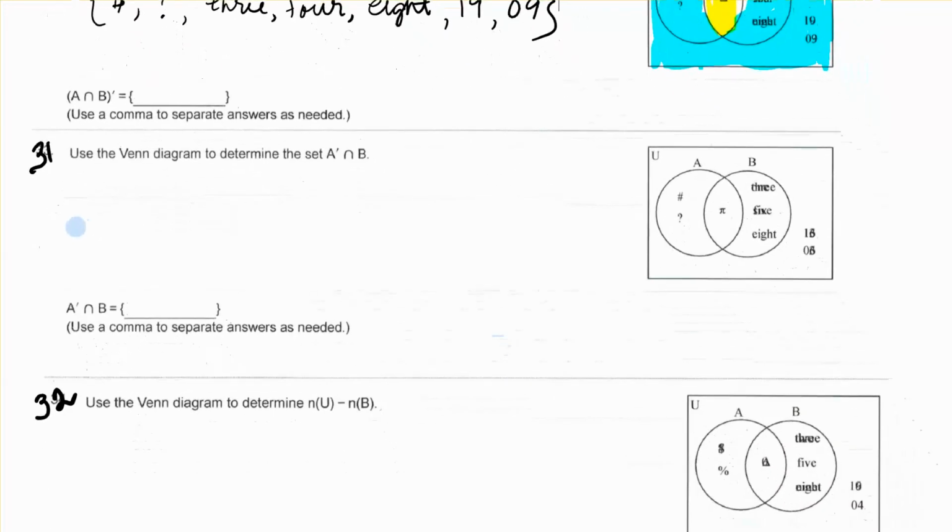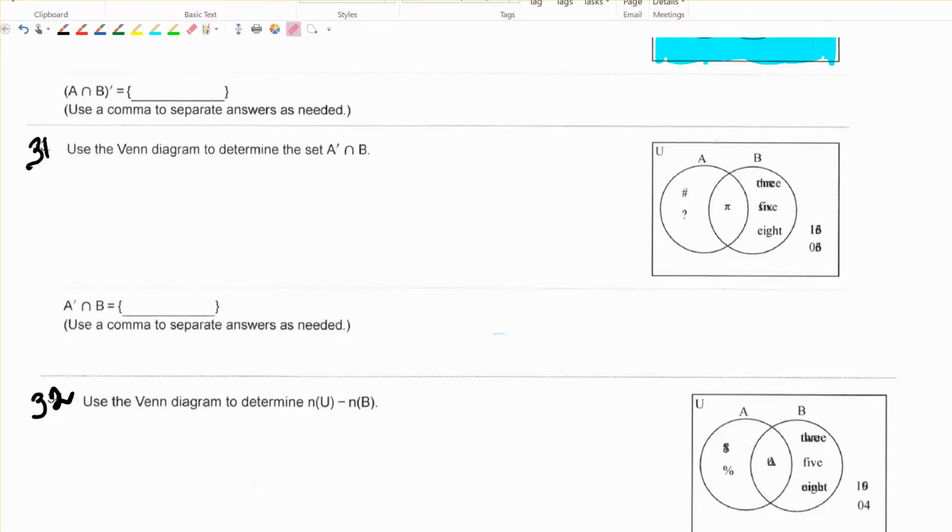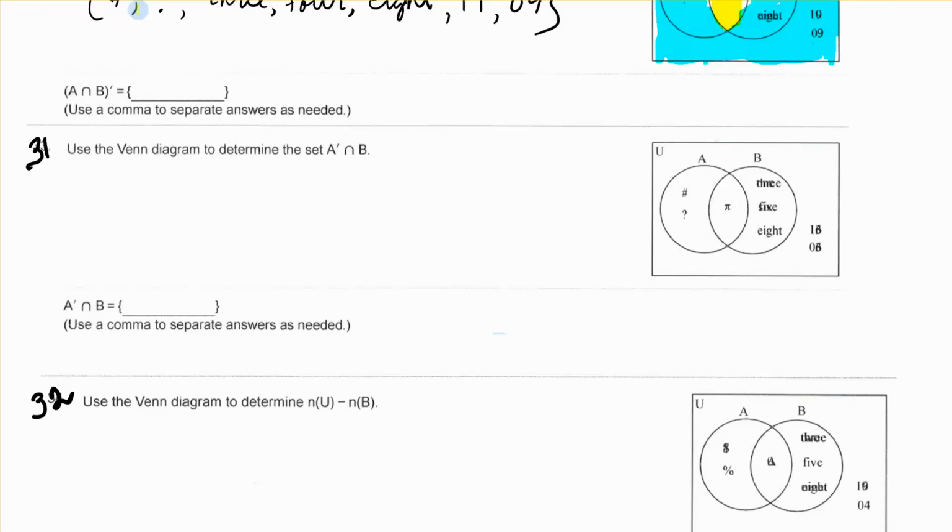All right, 31. So I'm supposed to find the intersection between the complement of A and B. So let's look at the complement of A. The complement of A is not A. Okay, I'm supposed to find the intersection between the complement of A and B.